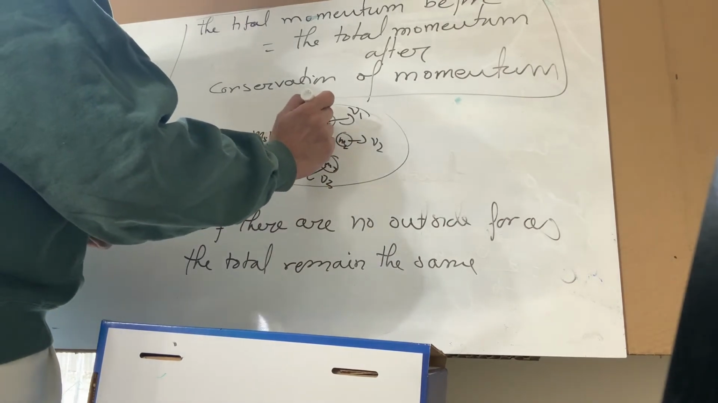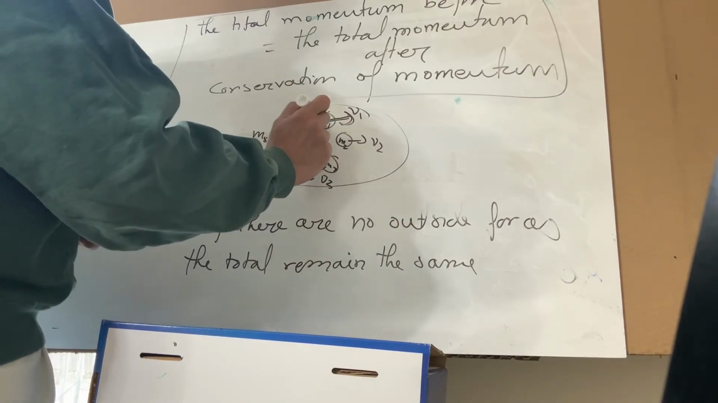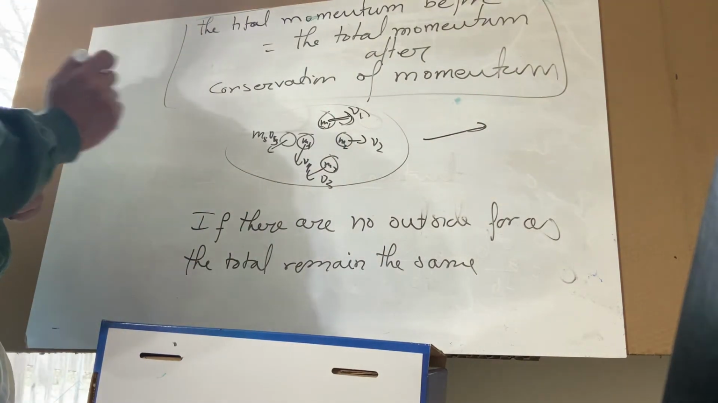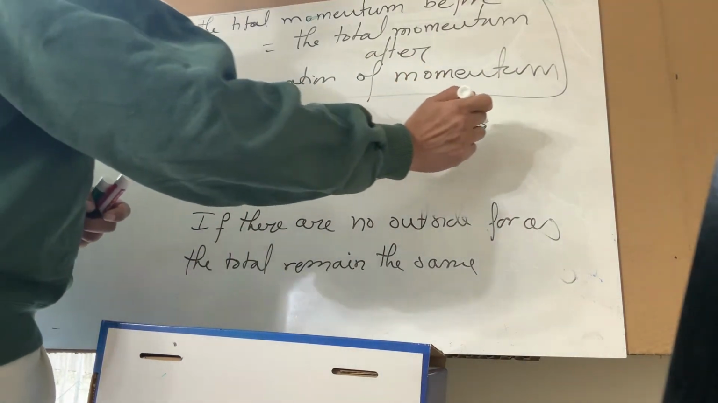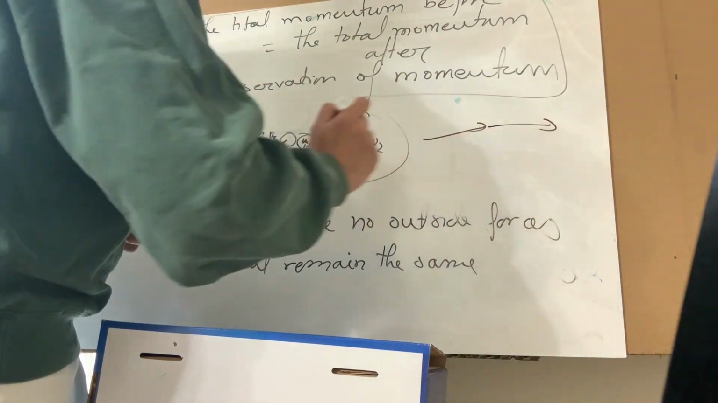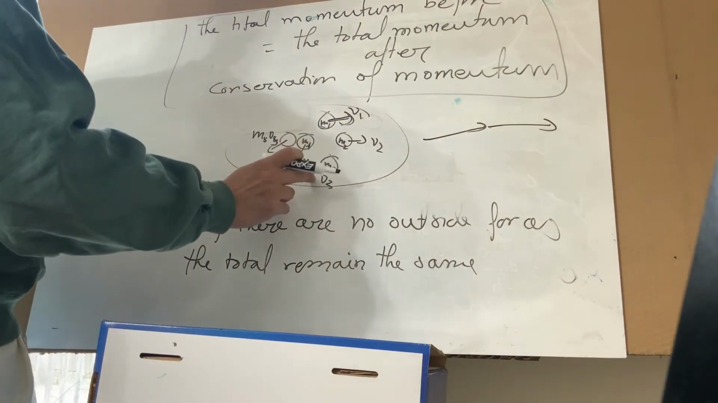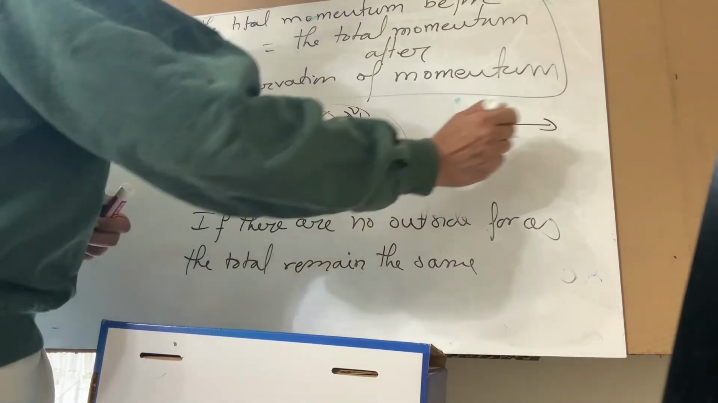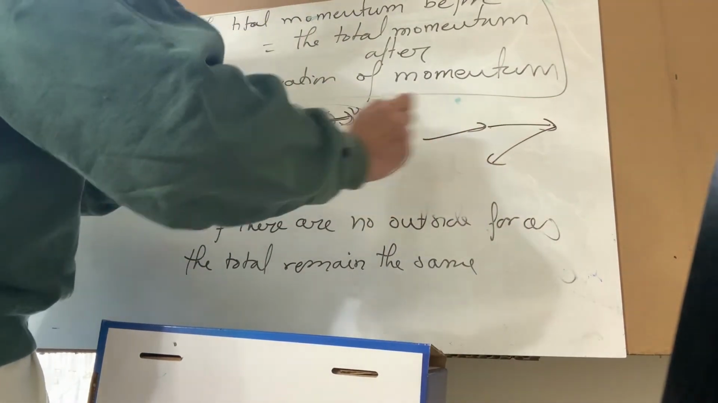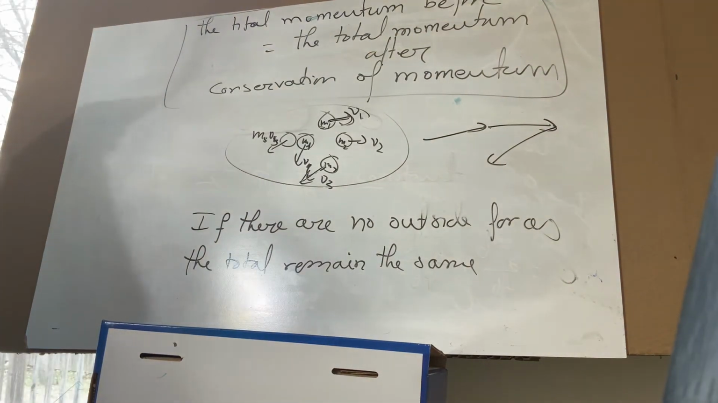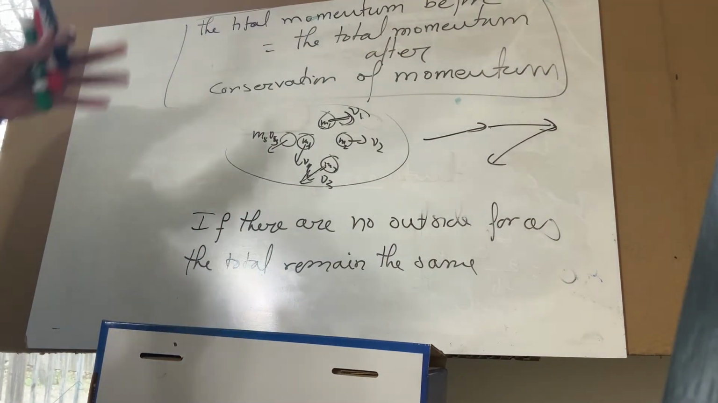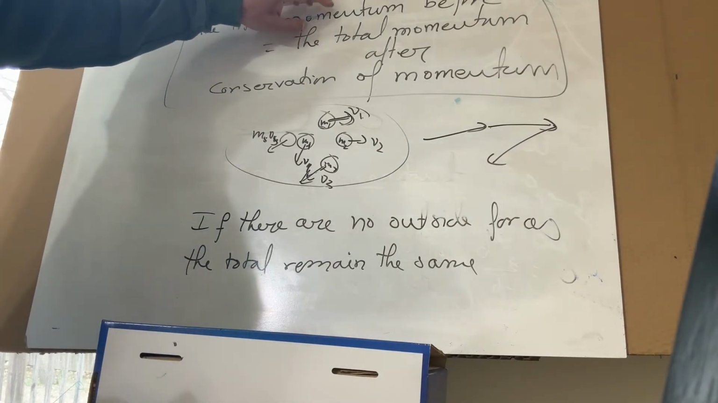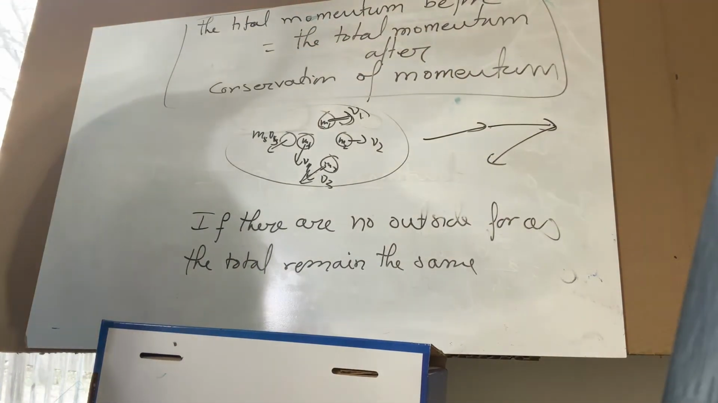In other words, remember they are vectors, all right? So the momentum of this, let's say, is pointed that way, m times v1, plus the momentum of that, m times v2, plus the momentum of this, which is m times v3, pointed that way. So you add up all the vectors and you get the total momentum. What we find is that the total momentum before will always equal the total momentum after.